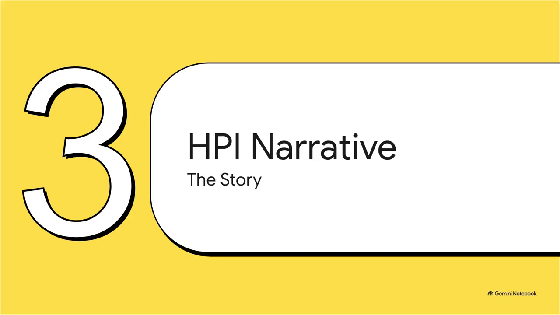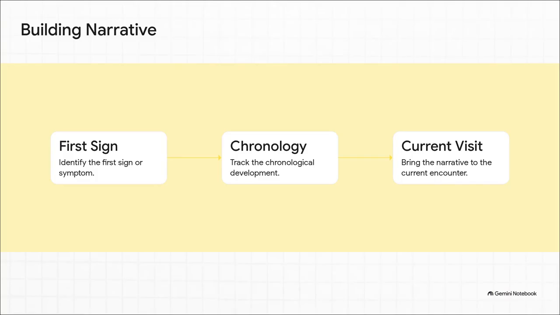All right, Section 3, building the HPI narrative, the story. The history of present illness, or HPI, is literally exactly that, a chronological description of the development of the patient's present illness. You want to construct a seamless step-by-step narrative.